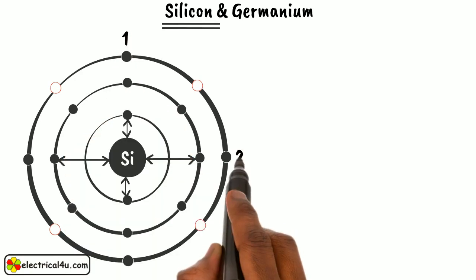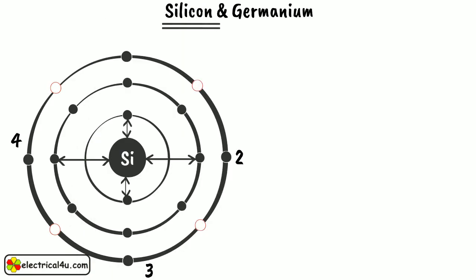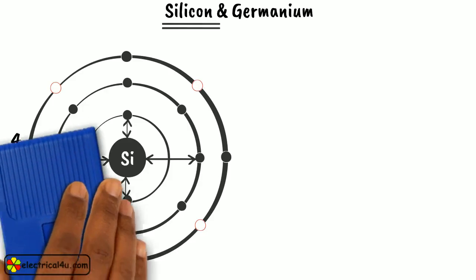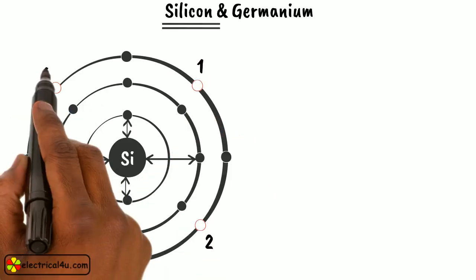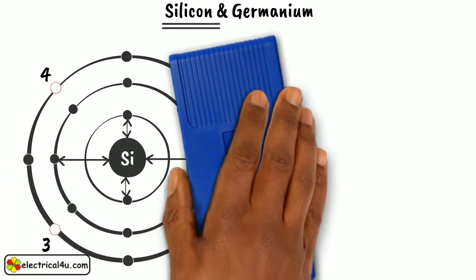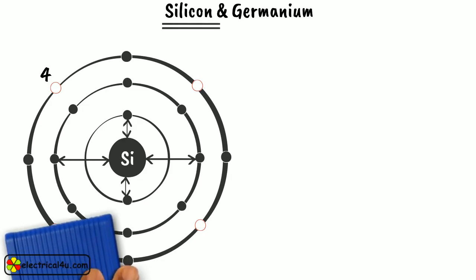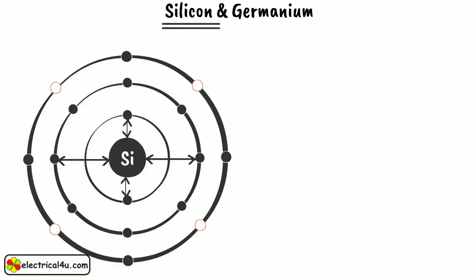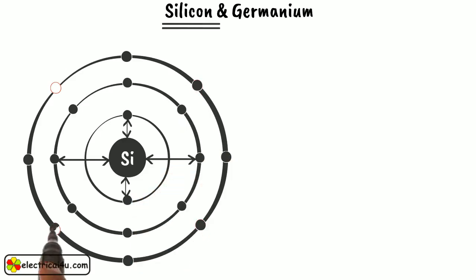A semiconductor atom has 4 valence electrons and 4 vacancies for electrons. These 4 vacancies require 4 more electrons, so as to make the outermost orbit completely filled with a total of 8 electrons.